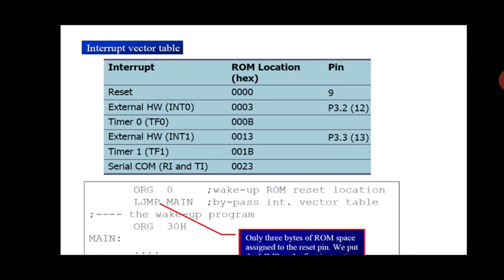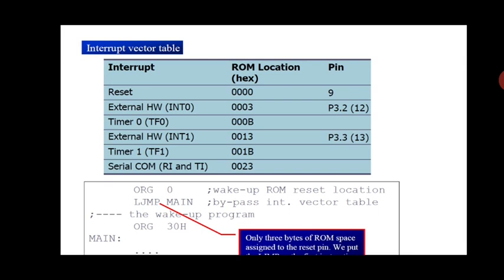Reset is a universal interrupt, and its location will be 000. This is a specific location, which means it is a vectored interrupt. Each interrupt has its specific location, such as 003, 004, 00B. Now, external hardware INT0: what is its location? 003. INT0 comes from which port? Port 3, that is the 2nd bit, P3.2, pin number 12, available in your 8051.